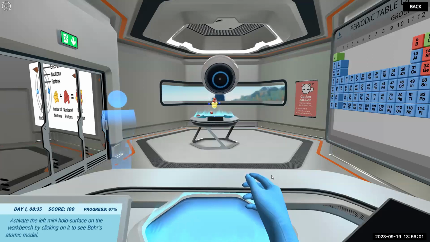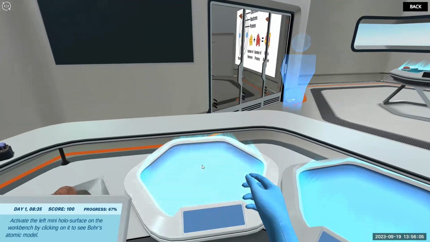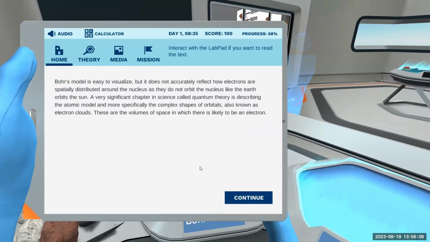Activate the left mini hollow surface on the workbench by clicking on it to see Bohr's atomic model. Bohr's model is easy to visualize, but it does not accurately reflect how electrons are spatially distributed around the nucleus, as they do not orbit the nucleus like the Earth orbits the Sun.